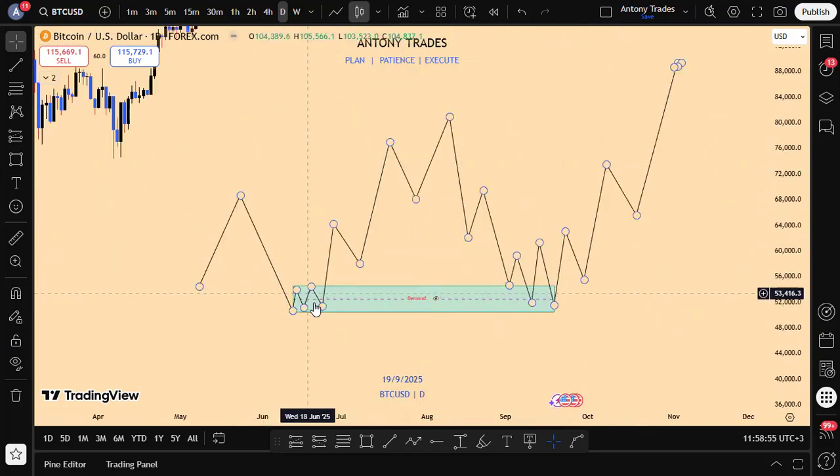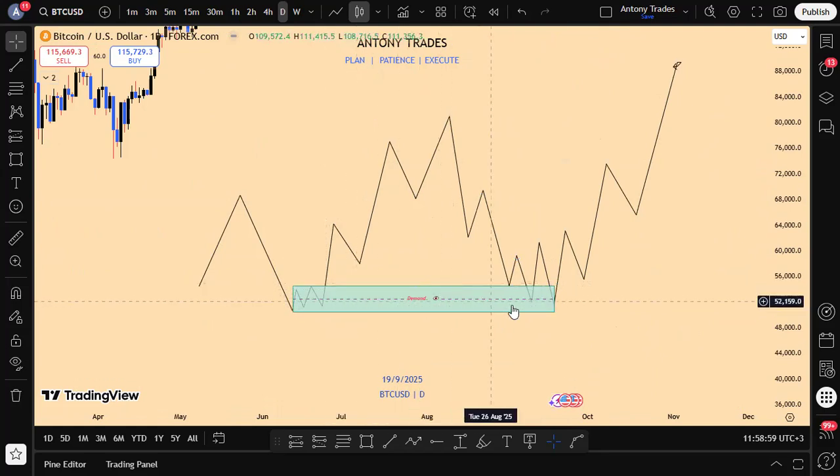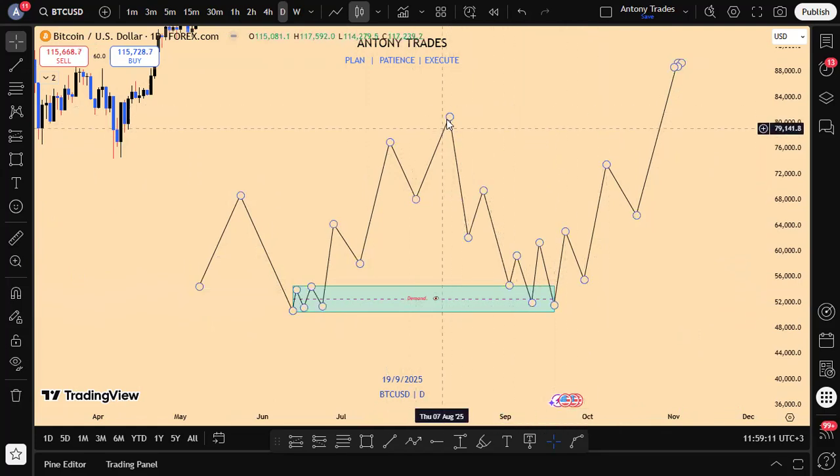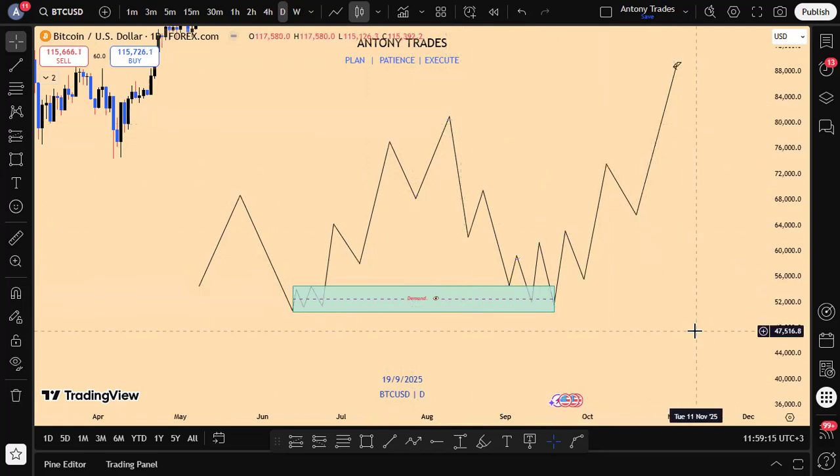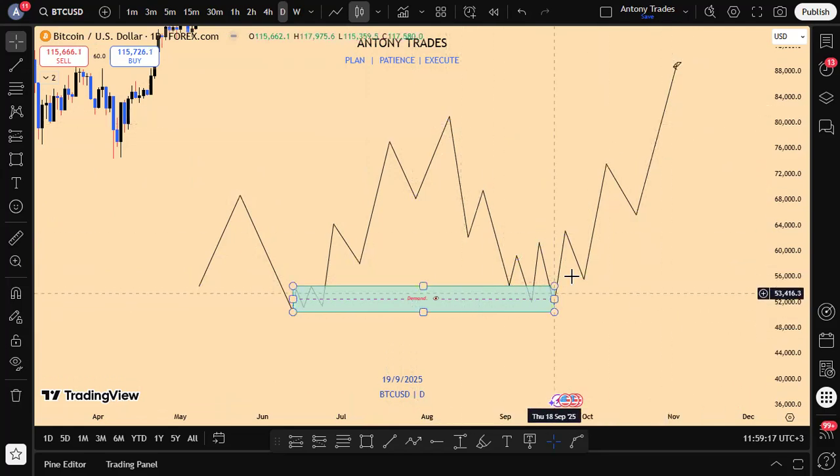There is this kind of area here where we have a consolidation. That is the area that we would like to look for a buy to take this market to the upside. And it is the same with the supply zone. We find a consolidation up here for us to look for a sell, targeting down here.